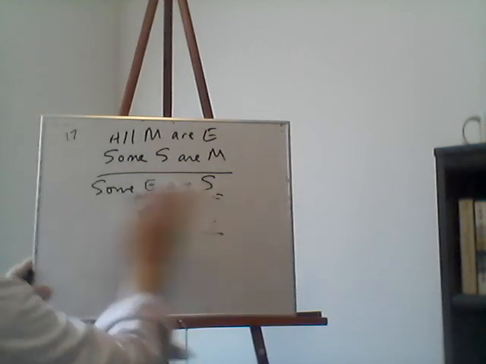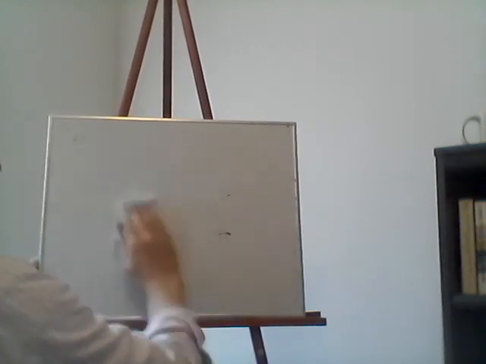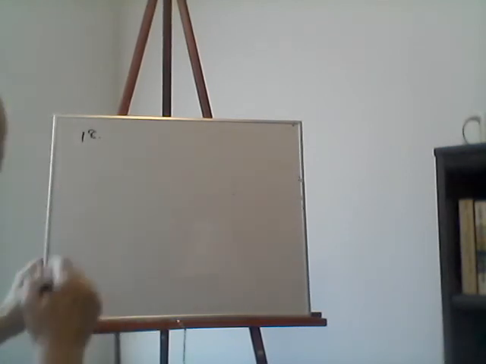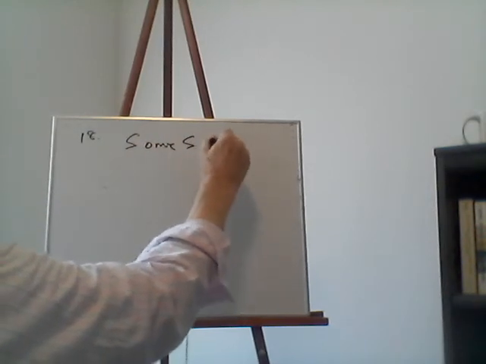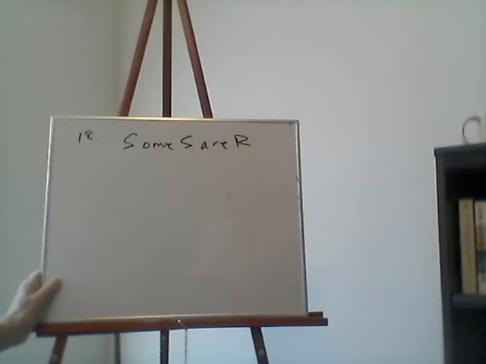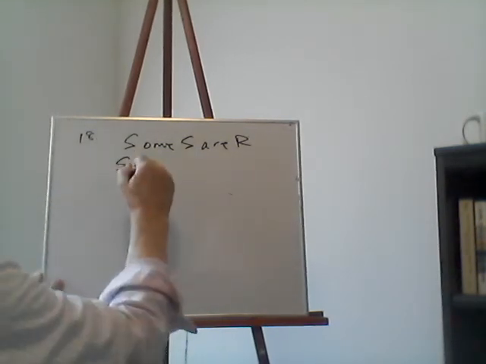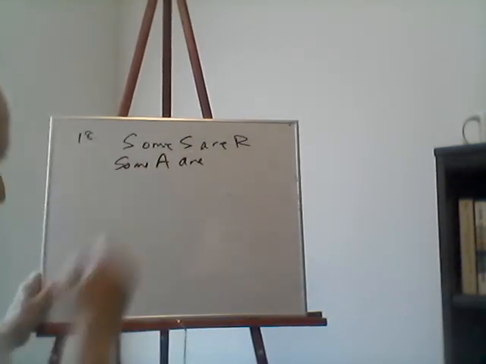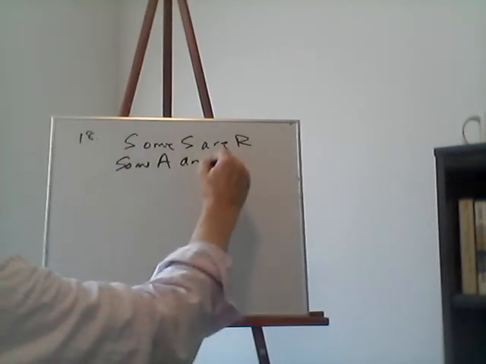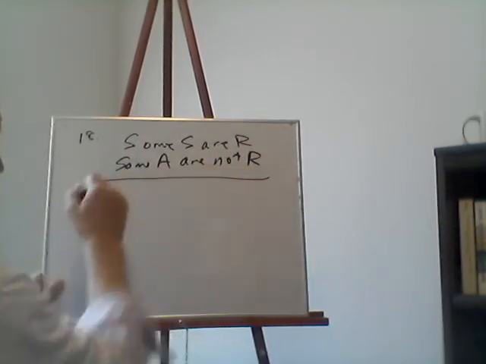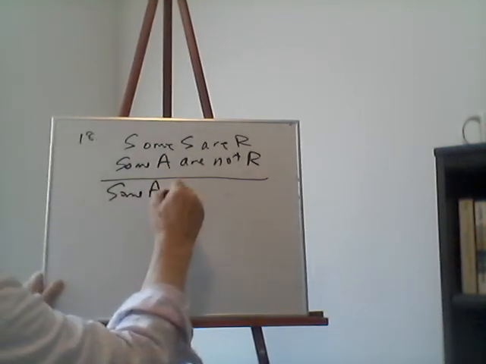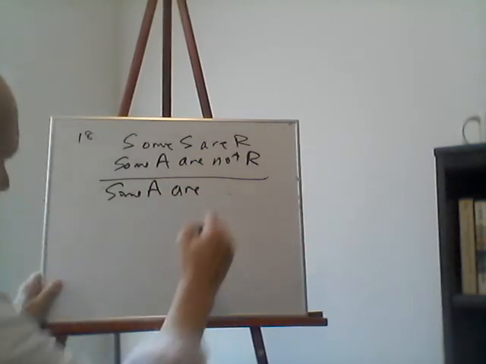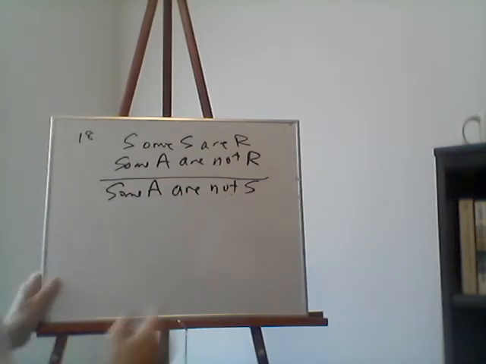We've got 2 more to go now. Okay, number 18 is some S are R. S stands for sour things. R stands for red things. A stands for apples. Some apples are not red, not R. Therefore, do we know that some apples, some A, are not S, are not sour?